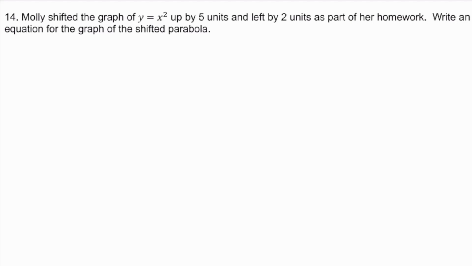All right, so up by 5 units is like taking f and adding 5 on the outside. Up by 5 units in red is plus 5. And left by 2 units is where we replace x with x plus 2. So if f of x equals x squared, I'm going to be squaring x plus 2, and then I'm going to be adding 5 on the outside.